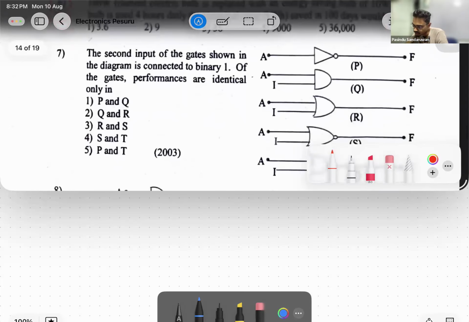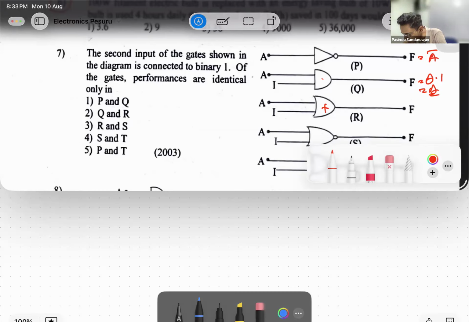7. The second input of the gates shown in the diagram is connected to binary 1. Of the gates, performances are identical only. Check the outputs. That's the only way out here. If this is A, after the NOT gate, this is A bar. Here this is an AND gate, then A dot 1. A dot 1 means A.